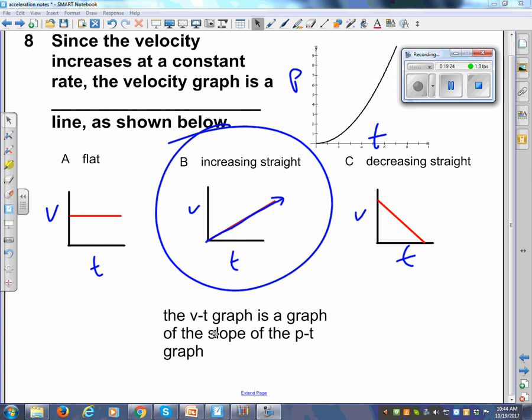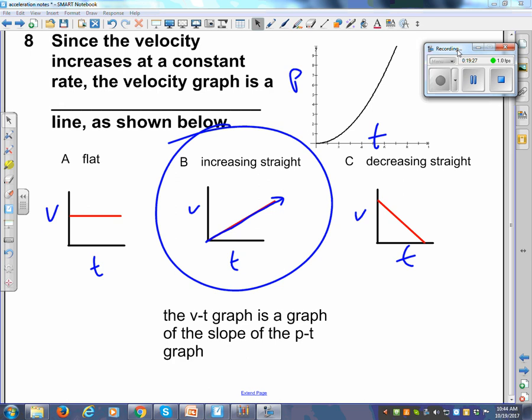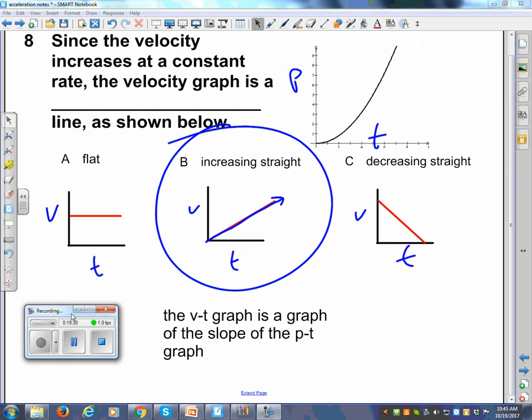The VT graph is a graph of the slope of the PT graph. Okay, I'm going to explain that right away. If I were to take the velocity at, say, 4 or 5 different points, if I were to find the velocity right there, I'd find the slope and come up with some number, maybe 1. Then I find the slope here, and it might be 2, and then there, it might be 3, and then there, it might be 4. We're taking the slope at 4 different points, and then we're going to graph them. 1, 2, 3, 4. Does that make sense? This is a graph of the slopes of this graph. The velocity time graph is a graph of the slope of the PT graph.